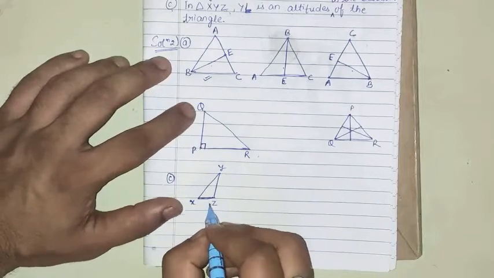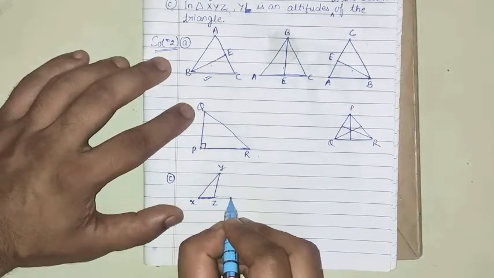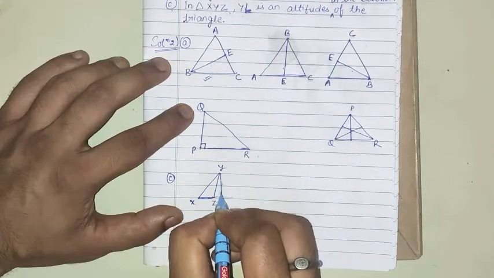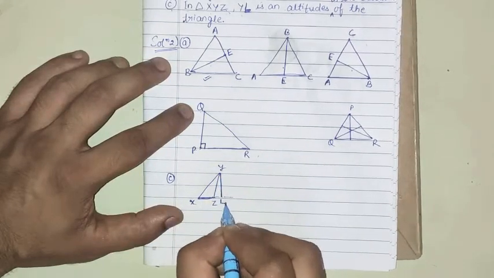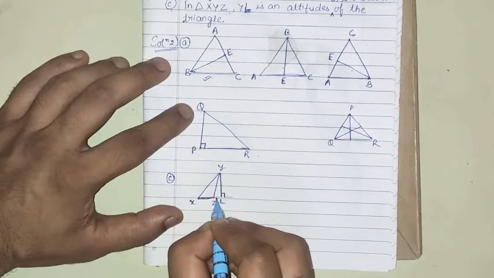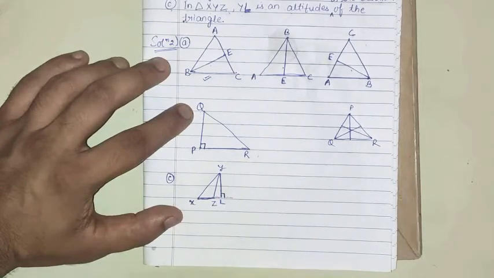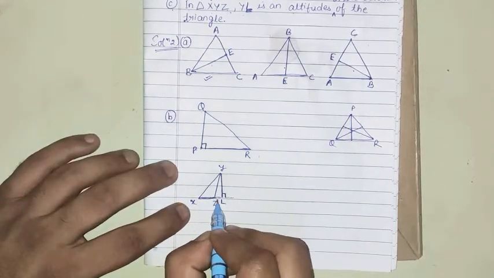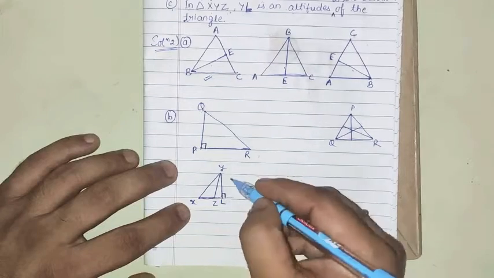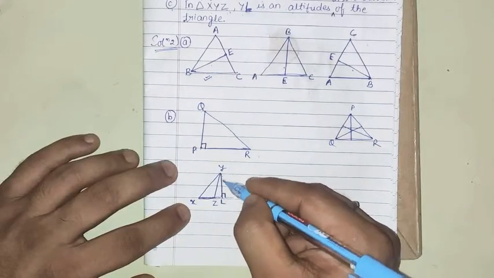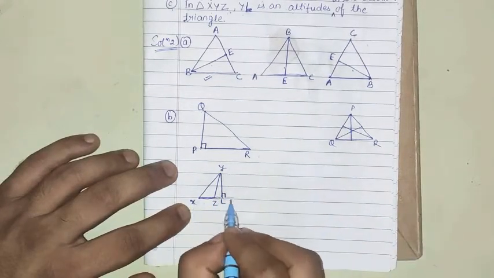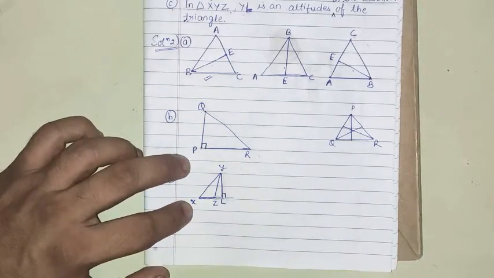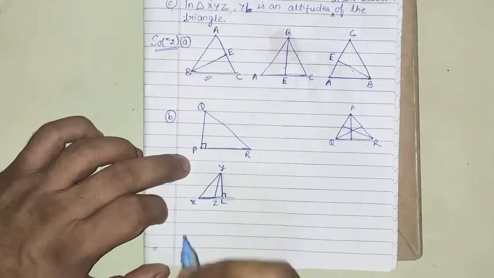So we will extend this XZ, and we have to make YL an altitude from the exterior. Exterior means the outer part of this triangle. So extend XZ to L, and then make YL perpendicular to XZ. YL is an altitude of this triangle XYZ.